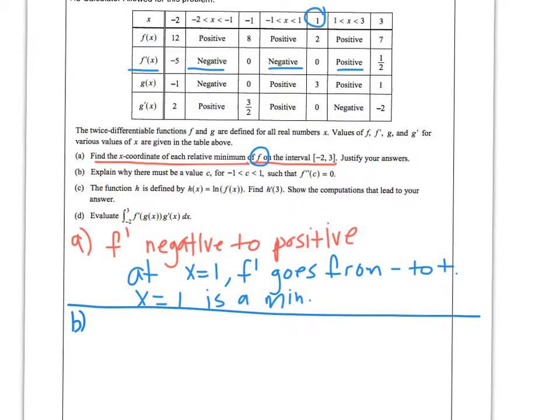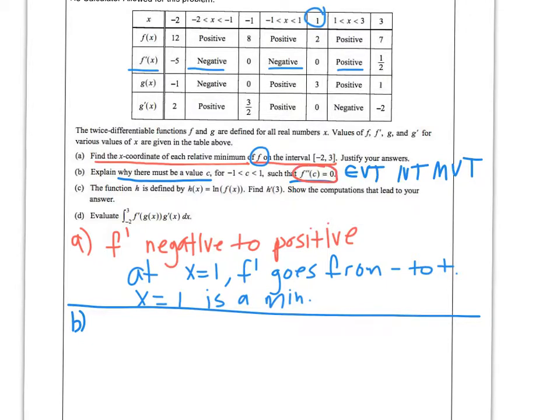Why must there be a value c such that f double prime of c is equal to 0? The first thing I notice is that as soon as I see "why must there be a value," I want to think existence theorem. This is going to be an EVT, IVT, MVT question. And there are a couple of things going on here. The first is that we don't have any information for f double prime.